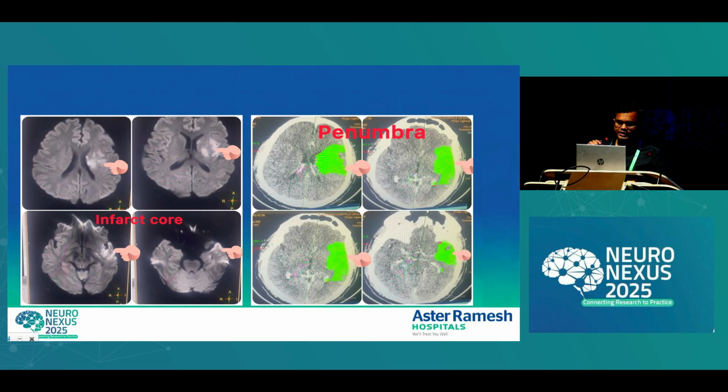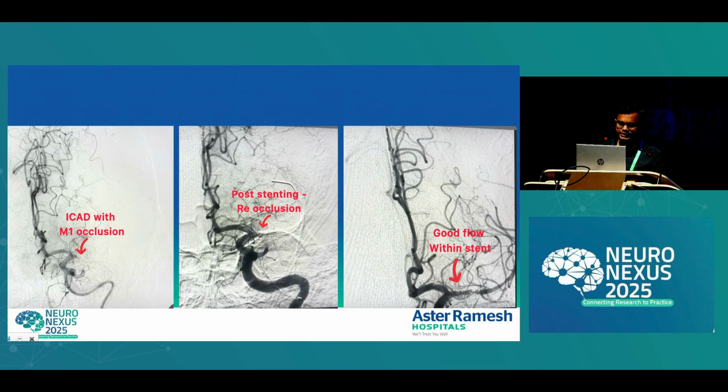So we counseled the patient attendants regarding plasty, as the disease is looking more like ICAD disease on imaging. This is the initial angiogram showing ICAD disease with M1 occlusion, with tapering appearance of M1. Initially after first pass, submaximal angioplasty was done. Even after that there was no significant improvement and recoil was there. So we proceeded for stenting.